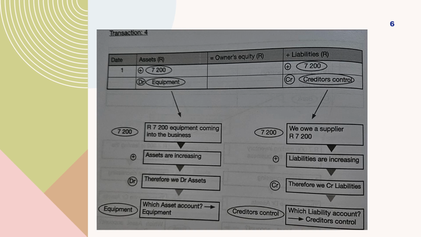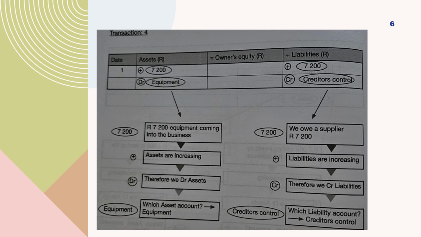And because we bought it on credit, it means we now owe someone money. If you owe someone money, we call it a liability. Specifically, it'll be creditors control, right? So our liabilities are going to increase by 7,200. And then our account will be creditors control, and we are crediting creditors control because in the CIL, L stands for liabilities, and all of these have credit balances. So for it to increase, you need to credit it. So we are crediting creditors control to increase the liability.